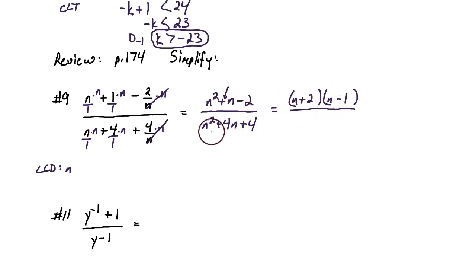In the denominator, this is a perfect square trinomial. It makes n plus 2 squared. So there is some reducing. This single n plus 2 will cancel away one of those n plus 2's, leaving one of them left over. So final result has n minus 1 in the top and n plus 2 in the bottom.